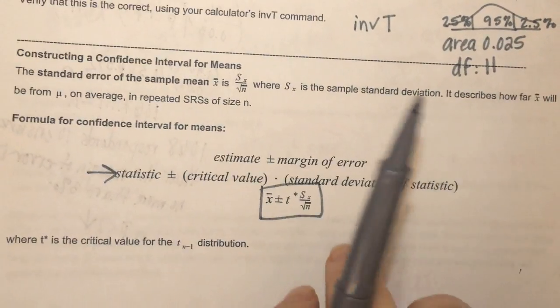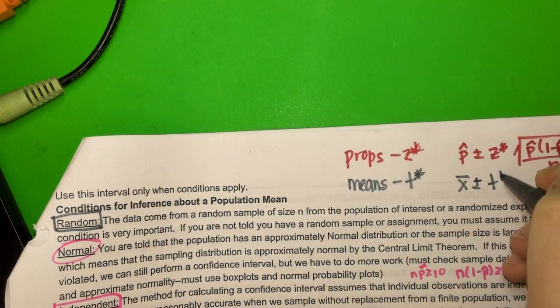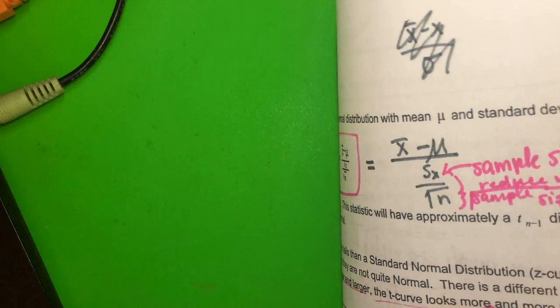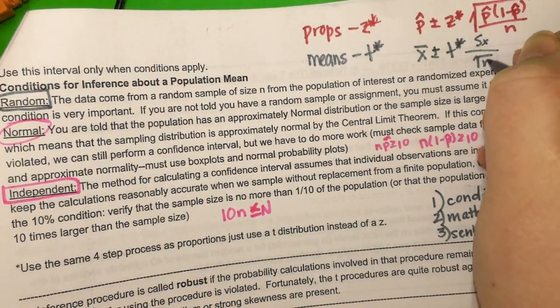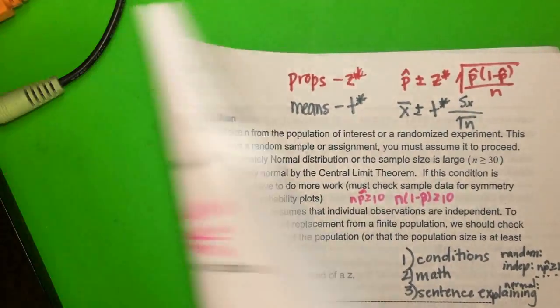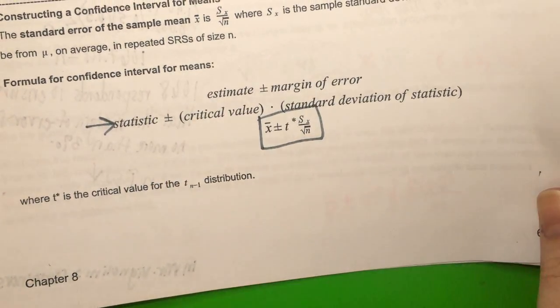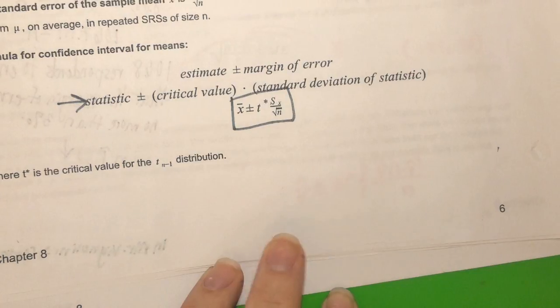So x bar plus or minus t star. But this formula, instead of having everything under the square root, it only has the n under the square root. So it's s_x divided by square root of n. It is on the page before at the very bottom. The page before, so page 6 at the very bottom.